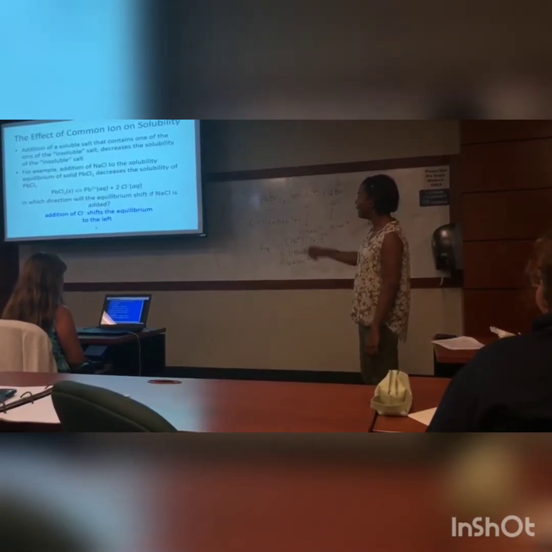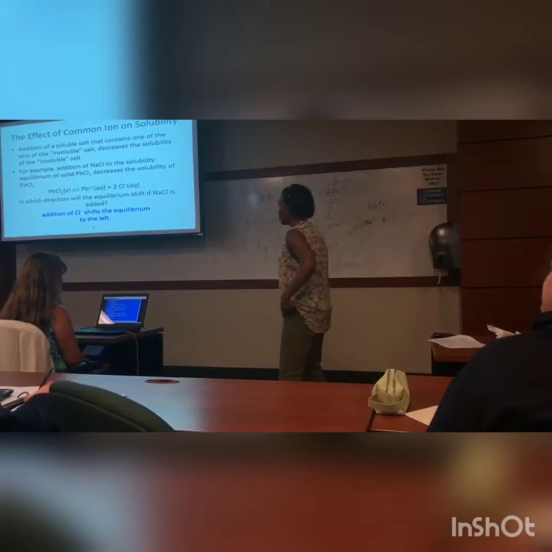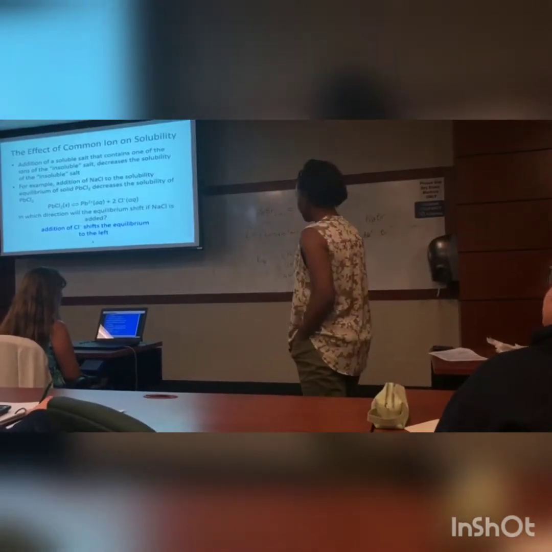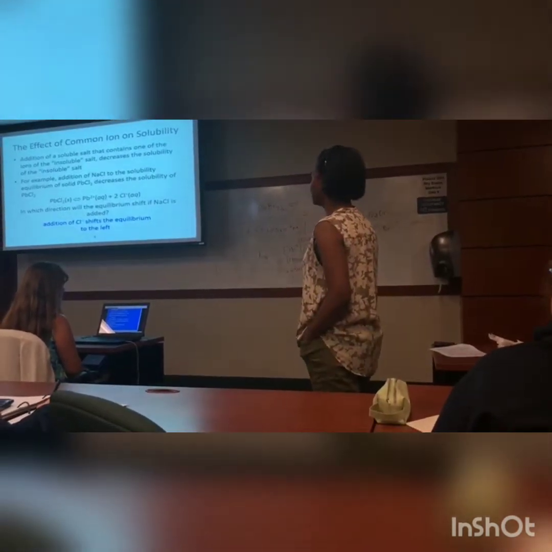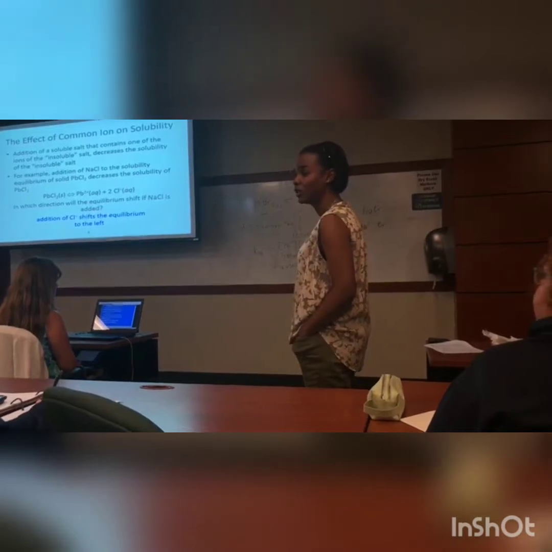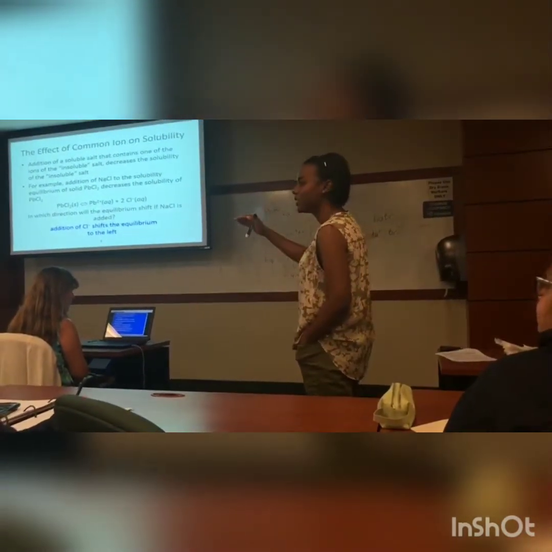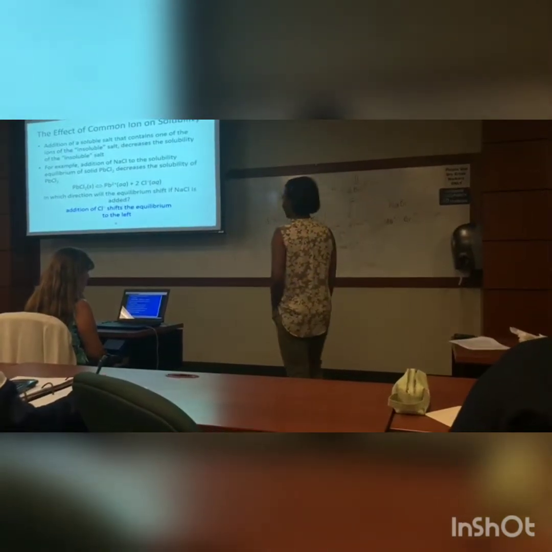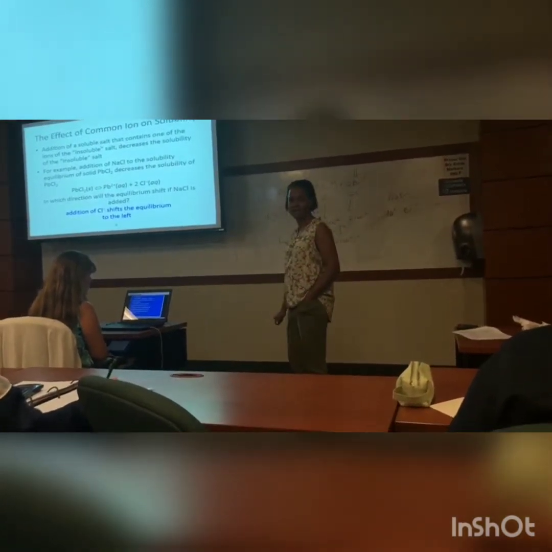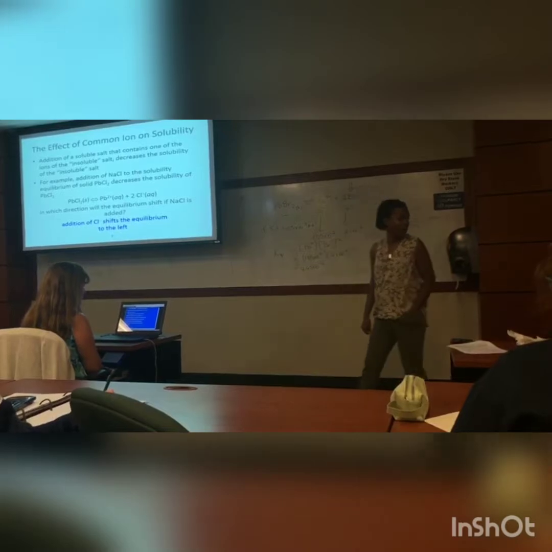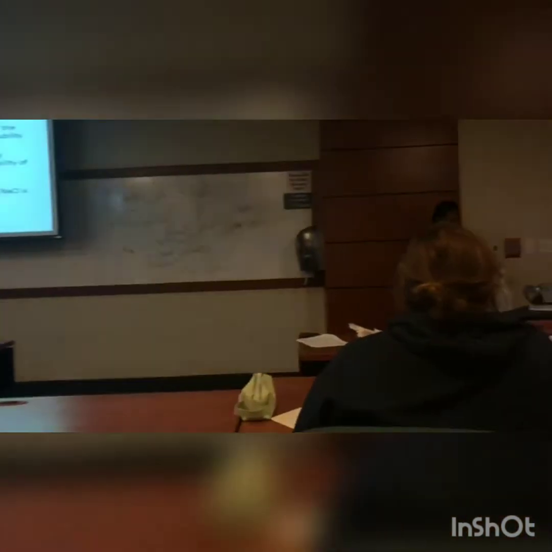So the same idea here. You have your lead chloride, and if you were to add sodium chloride to that solution, chloride is going to be your common ion. Your equilibrium position is going to shift to the left, and then you're decreasing the solubility of your already slightly soluble salt.